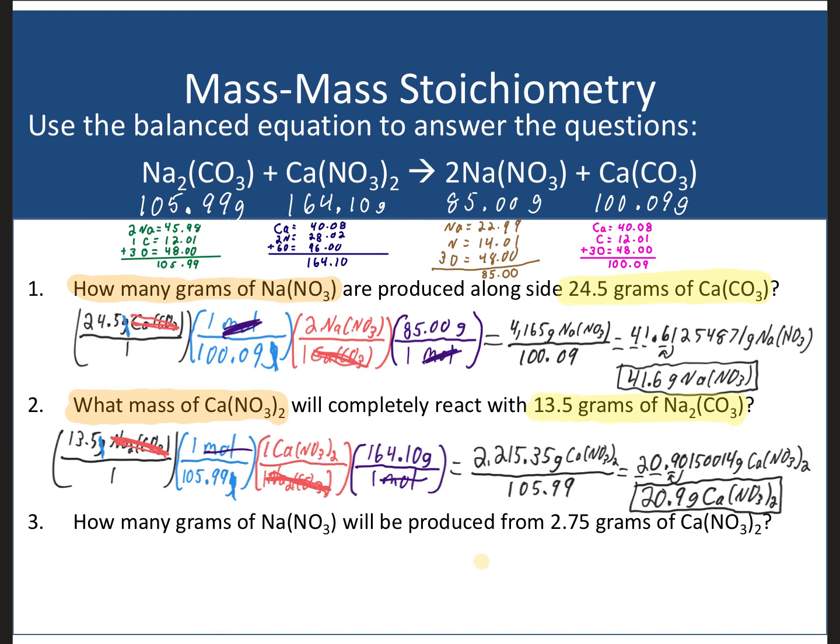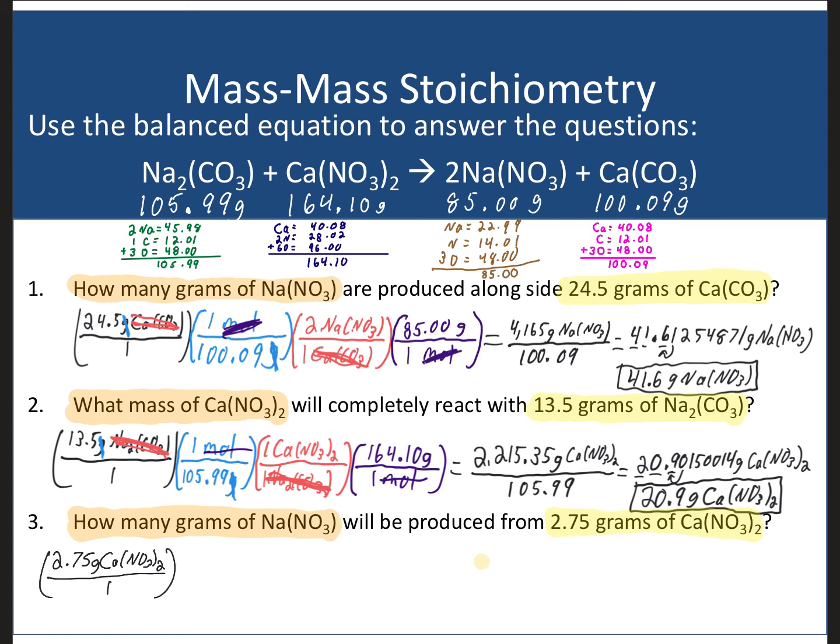Number 3, written like number 1. How many grams of sodium nitrate? Well, here's what I want. I want grams sodium nitrate. How many will be produced from 2.75 grams of calcium nitrate? Here's my starting number, so write that down as my starting mass. All right, start with 2.75 grams of calcium nitrate, Ca(NO3)2, and I plop that over 1 to establish the numerator and the denominator.